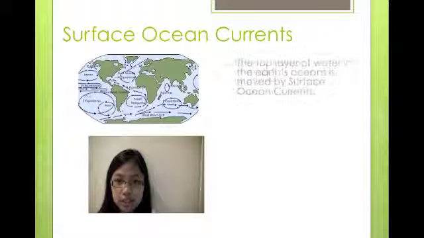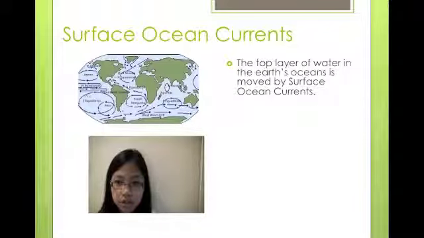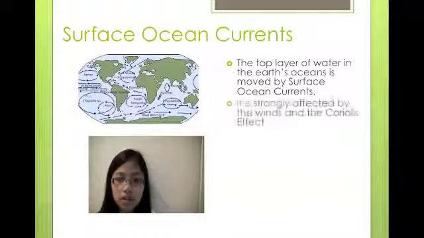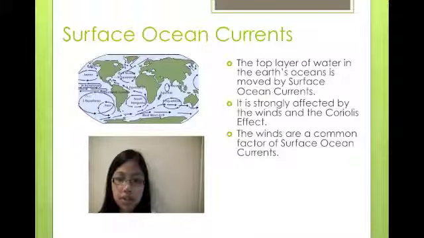Surface ocean currents. The top layer of water in the Earth's oceans is moved by surface ocean currents. It is strongly affected by the winds and the Coriolis effect. To refresh your memory, the Coriolis effect is a change of direction of a straight line due to Earth's rotation.